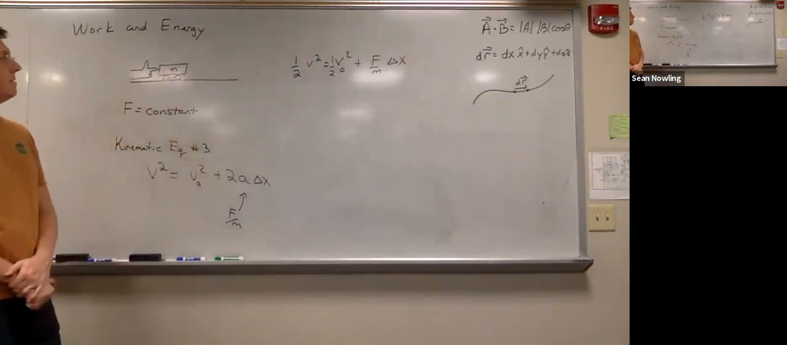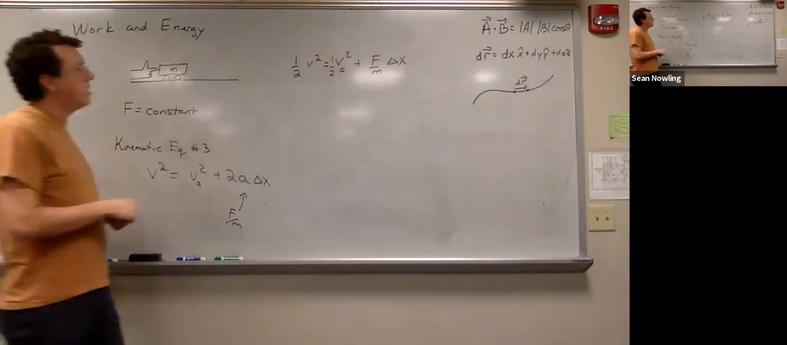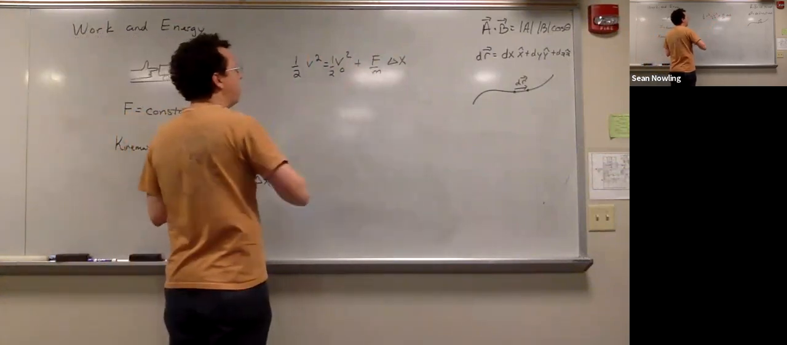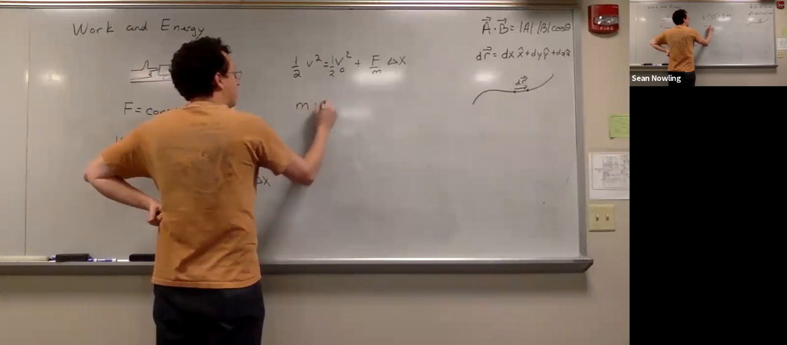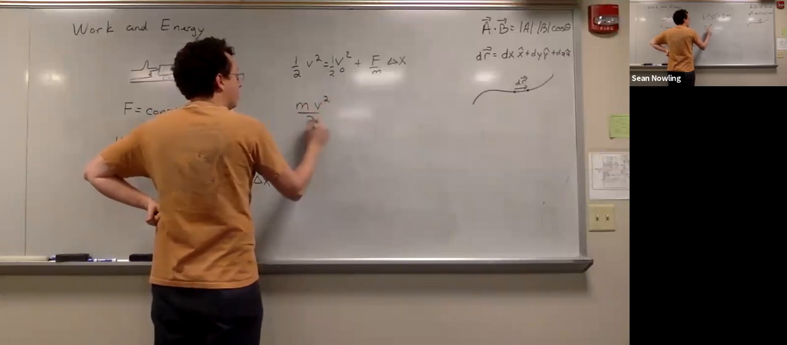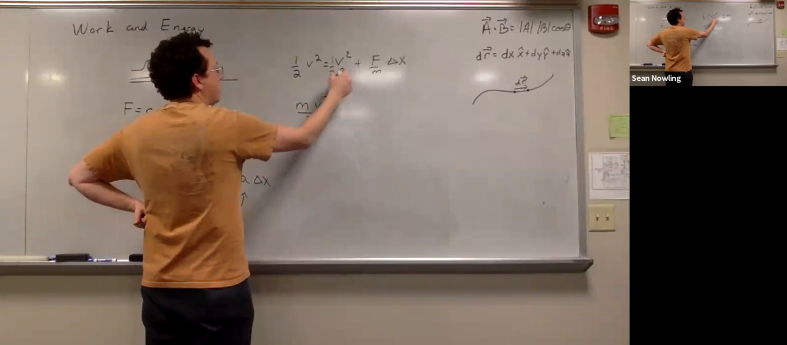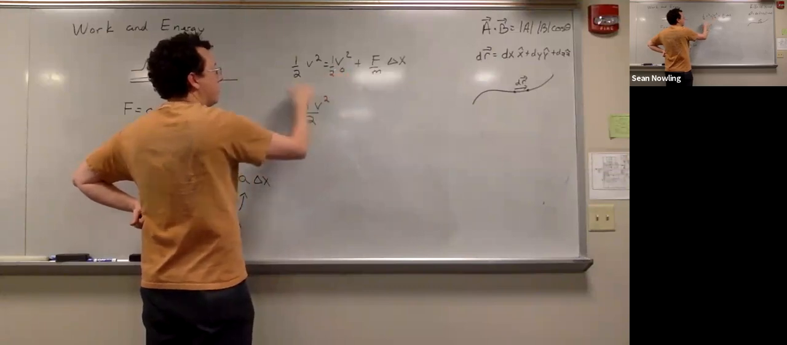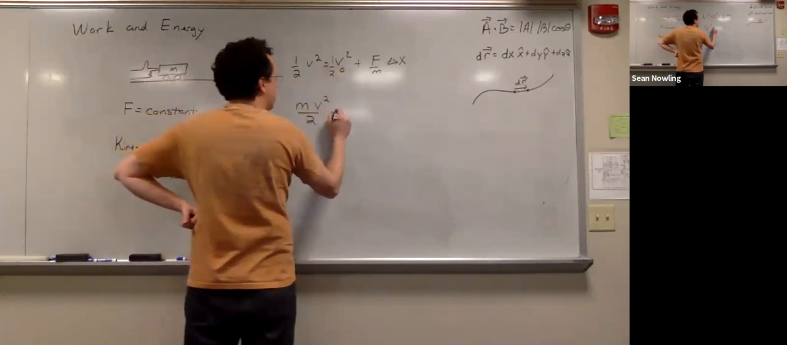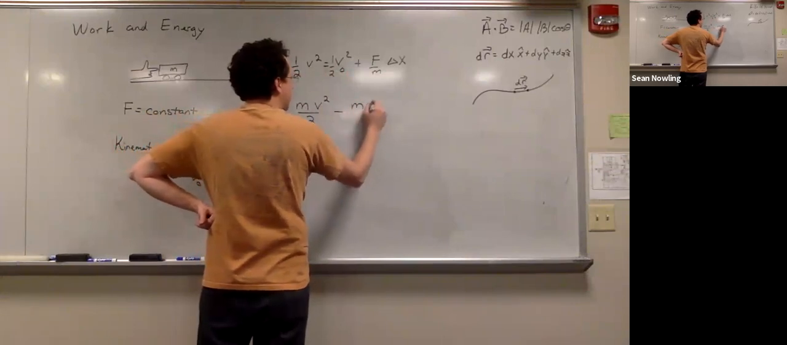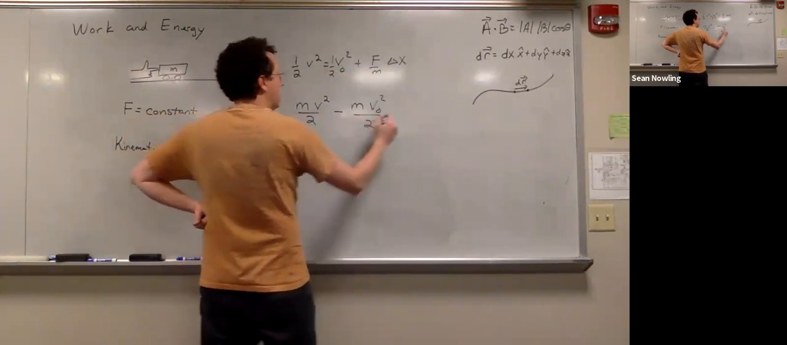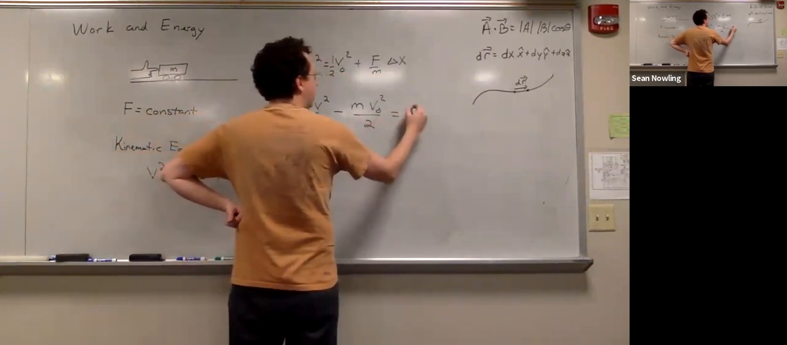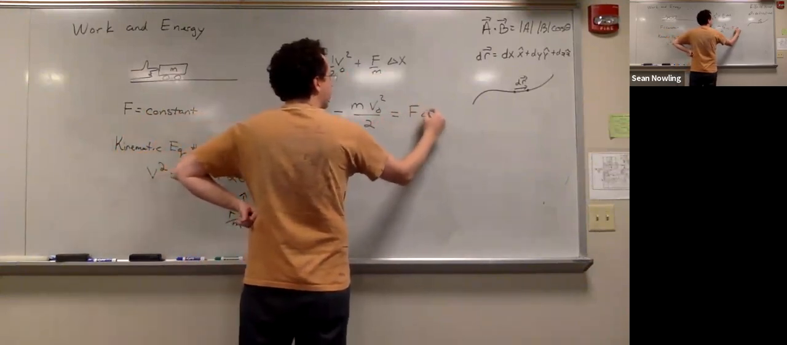All right, that's fine. And then I could multiply everything by mass. So I get m v squared over 2, and I'm going to bring the initial velocity terms over. So I get minus m v initial squared over 2 equals force times delta x.